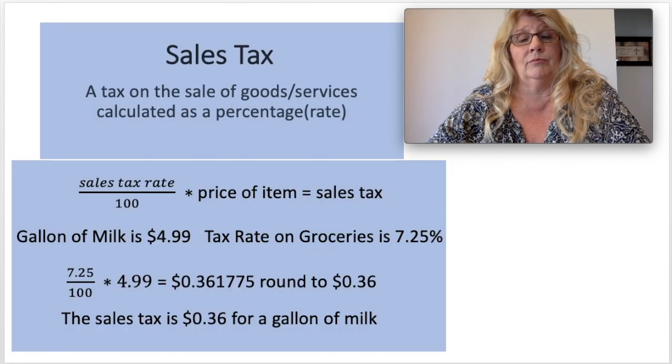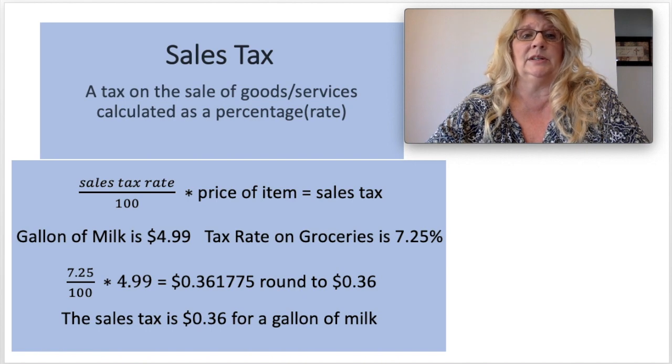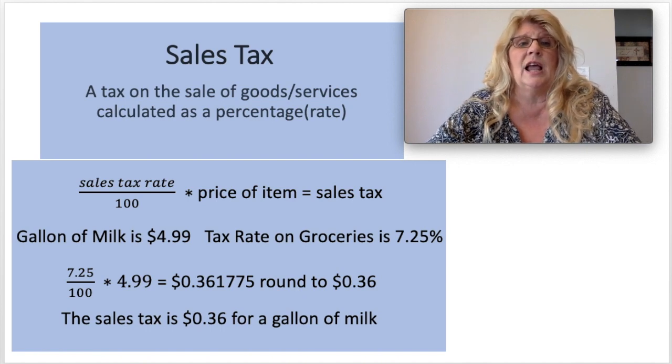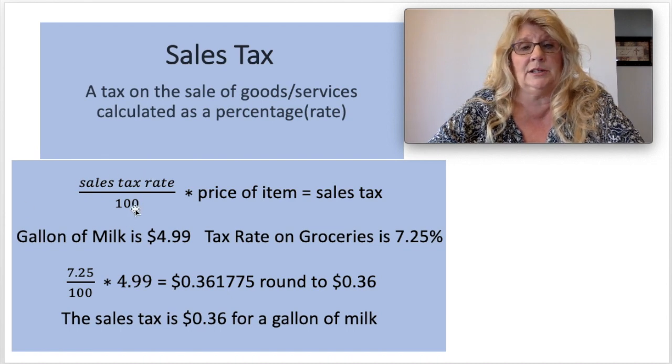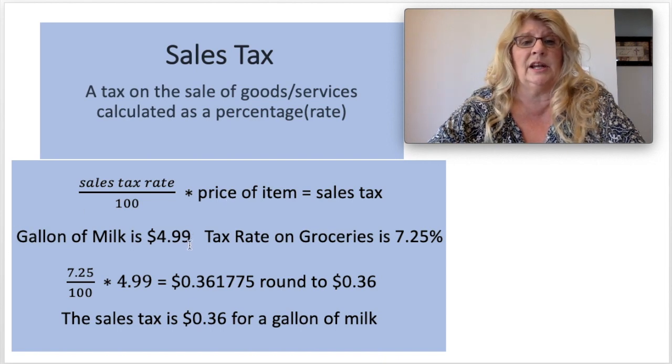Sales tax. Got to pay tax, guys, when you buy something. A tax on the sale of goods or services calculated as a percentage rate. You're given the rate, then you have to convert that into money. So the sales tax rate divided by 100, change it to a decimal, times the price of an item equals the sales tax. So if a gallon of milk is $4.99, the tax rate on groceries is 7.25%.